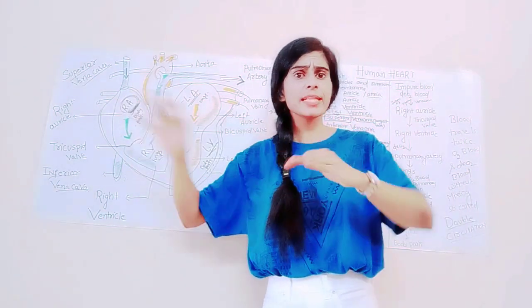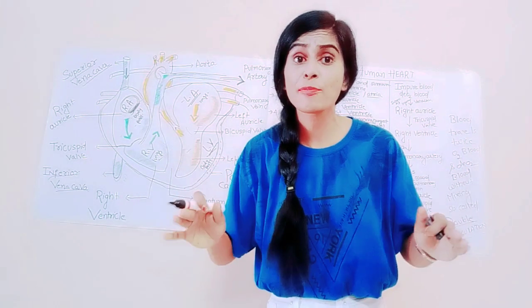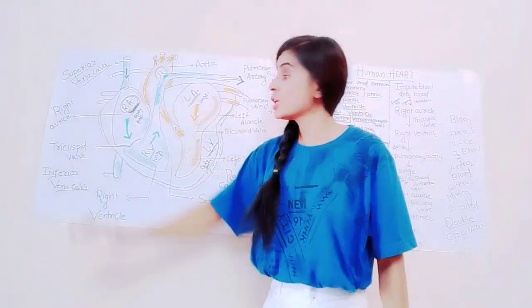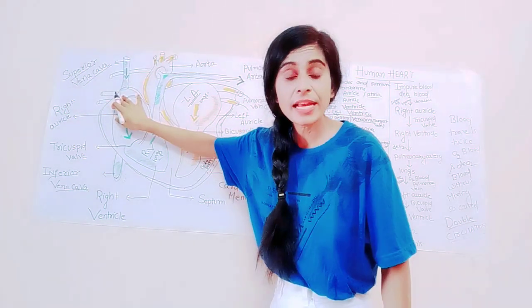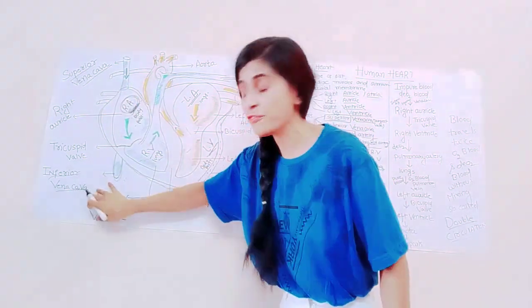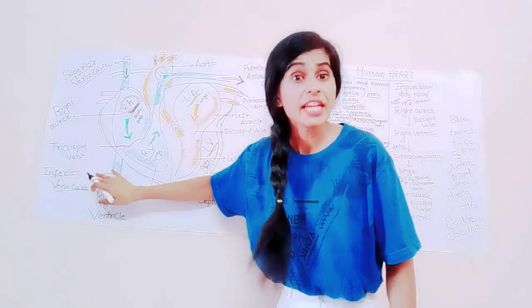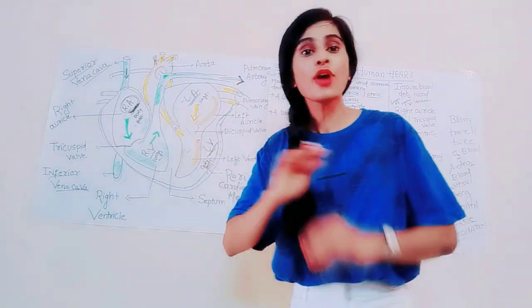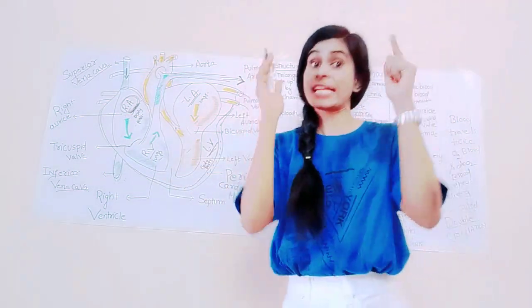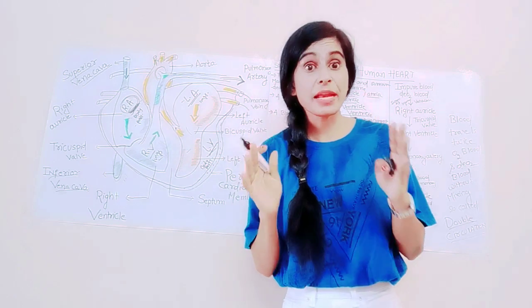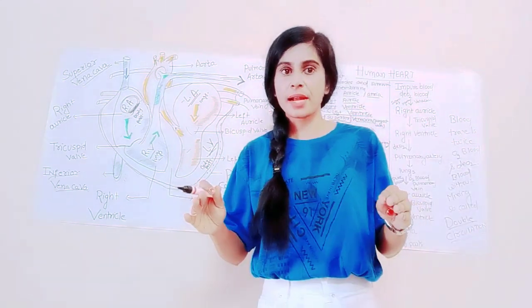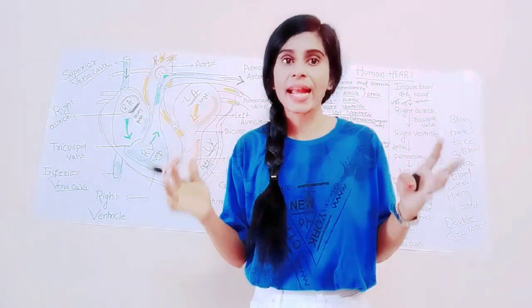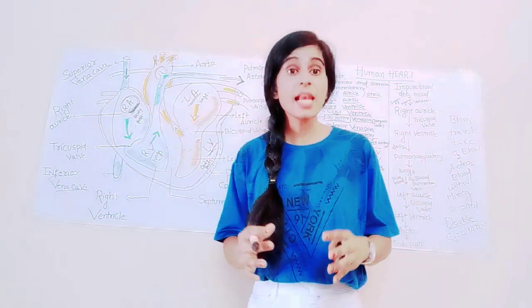So the right auricle is now full of blood. Which type of blood? Deoxygenated, impure blood. The superior vena cava carries impure blood and the inferior vena cava also carries impure blood. Hence the right auricle is now full of impure blood, and a pressure is created. It's full of blood, so the right auricle will contract.